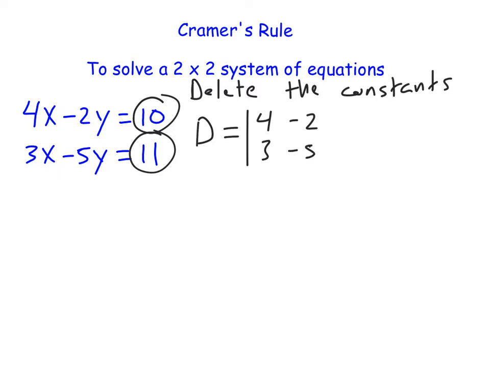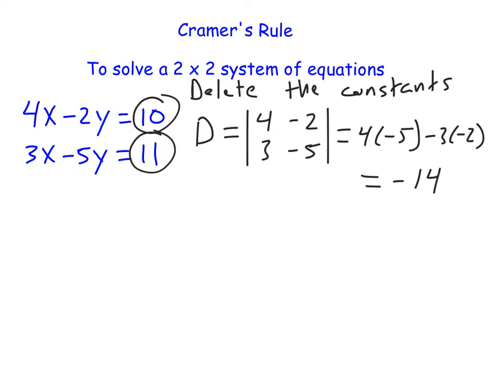And remember, we love determinants of 2x2s. Always have, always will. 4 times negative 5 minus 3 times negative 2. Which would be what? Negative 20 plus 6, it would be negative 14. That number we use throughout the whole process.